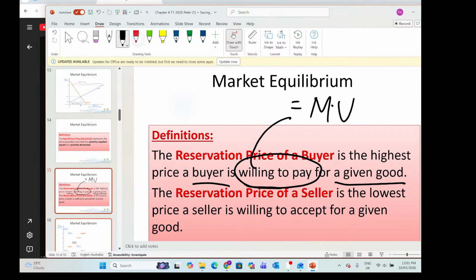Now, what's the reservation price of the seller going to be equal to? The reservation price of the seller will be equal to their marginal cost. So a couple of things to note about those terms. We're looking at the term marginal in each case. The seller wants to cover the cost. The seller needs a price that will cover their cost.